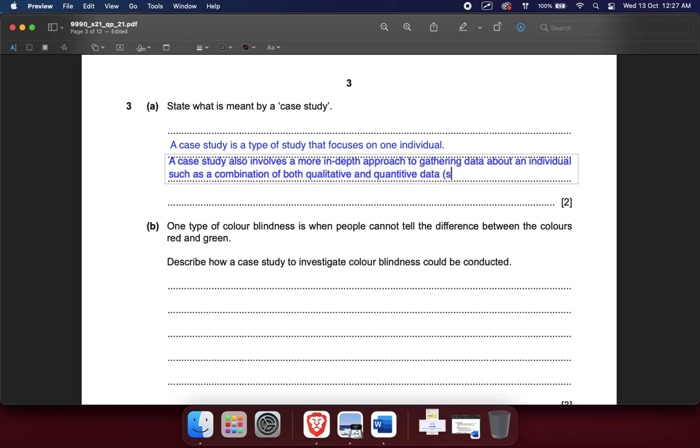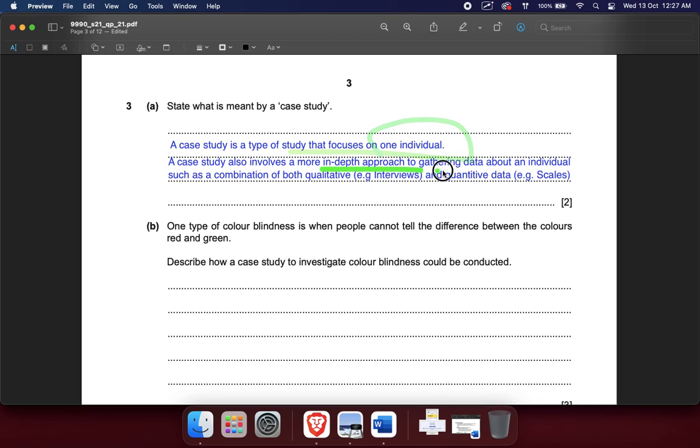Maybe I go through scales. Qualitative, I might put interviews. Alright, so this is a bit of a long answer, but better be safe than sorry. My brain kind of thinks in A2 terms, so this is kind of like an A2 level answer. For AS, as long as you explain it and you give a reason for it, you get the 2 marks, right? First mark is what is a case study, it focuses on one individual.